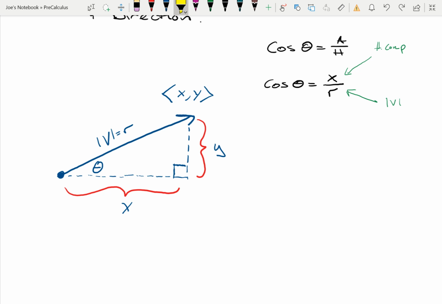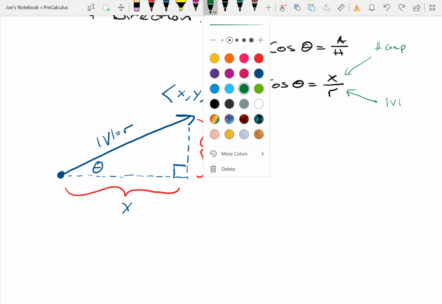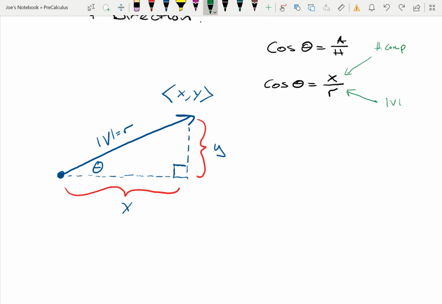Now let's reorganize that and isolate the x. I'm going to change the color, and multiply both sides through by r. I'll use a different color because I don't want it to be the same as the drawing. So I multiply the r up to that side, multiply by the cosine of the angle, and that gives me my x value. If I want my x, I have to type in r cosine theta: the length of my vector multiplied by the cosine of its angle.